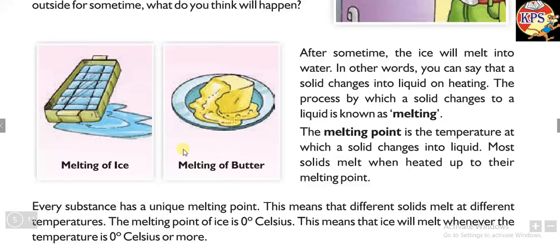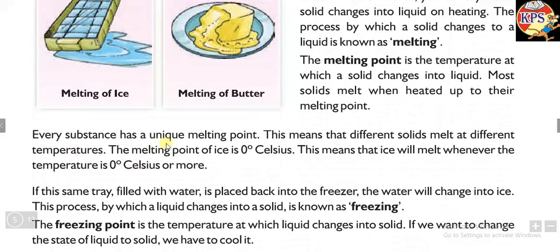Like ice melts at room temperature. Some solids like plastic, or iron or any other metal, melt at different temperatures. So every substance has a unique melting point. This means that different solids melt at different temperatures. The melting point of ice is 0 degrees Celsius. So at 0 degrees Celsius ice can melt.